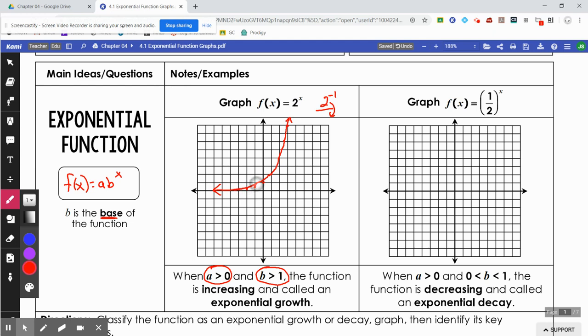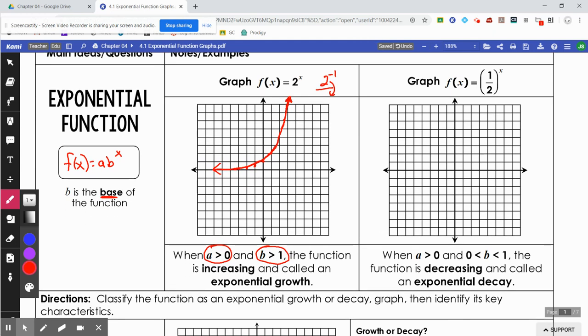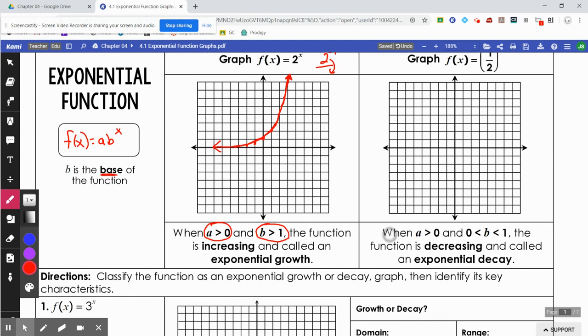Many things grow exponentially in our real world, such as bacteria. A bacteria growth is an exponential type growth. It's a very quick growth. Notice how we jump from 1 to 2 to 4 to 8, then to 16, 32, 64, very quick growth.